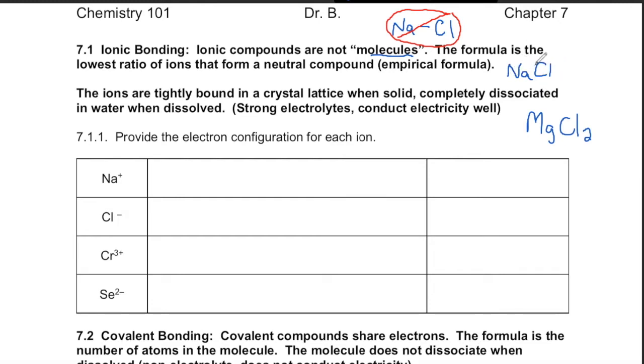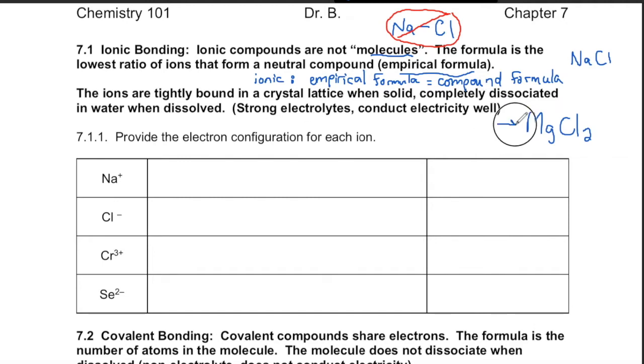So we have 1 sodium for every 1 chlorine. We mentioned in a previous chapter that for ionic compounds, the empirical formula is the same as the compound formula. However, for an ionic compound, you shouldn't really call it a molecular formula because there's not really a molecule. But the formula for an ionic compound is the empirical formula. It's the simplest ratio of elements that you have in the compound.